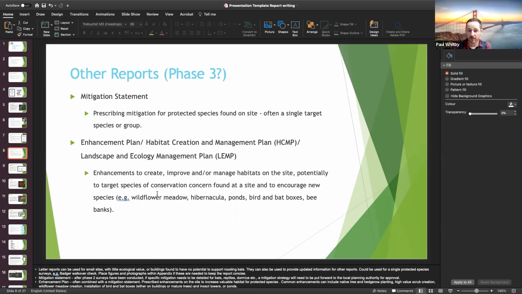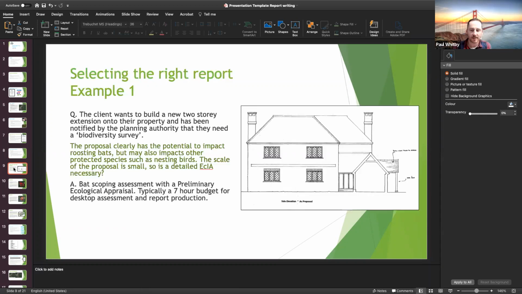Some examples there of particular features include wildflower meadows, high binoculars, ponds, bat and bird boxes, bee banks. You can be as creative as you like. They're one of my favourite reports to write, I'd say.